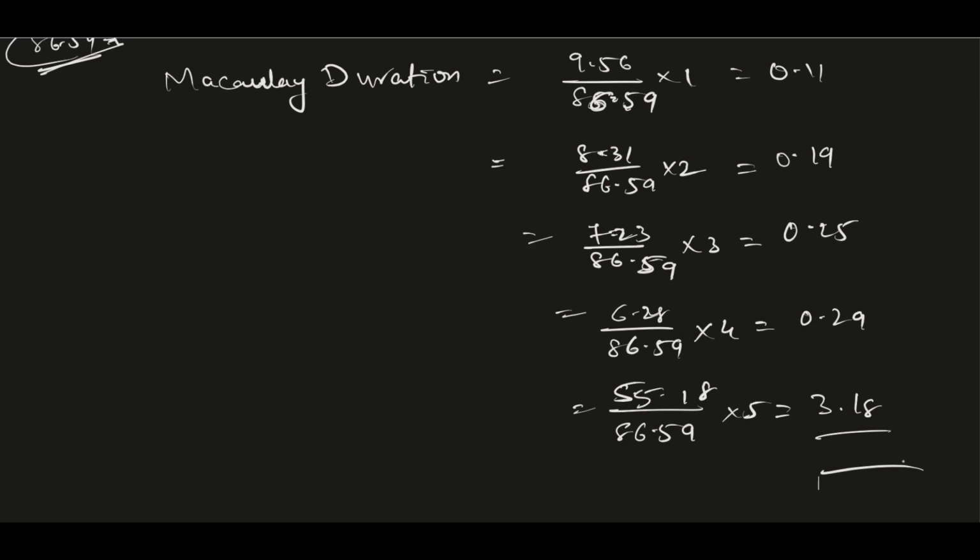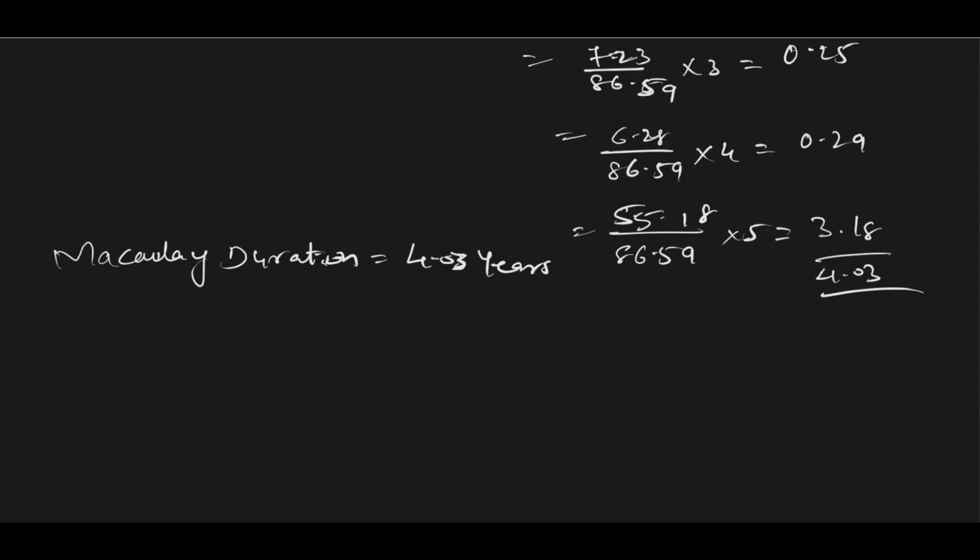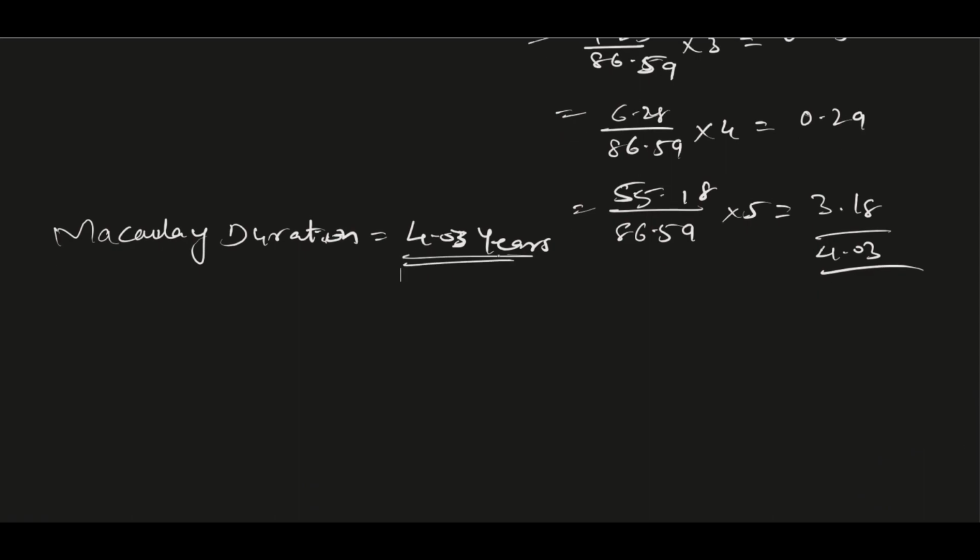Now if I add all this, it comes to 4.03. So Macaulay duration is equal to 4.03. It should be suffixed with years because this is the weighted average period of time one will have to wait if they want to receive all the payment in one go. That's why it is suffixed with years.